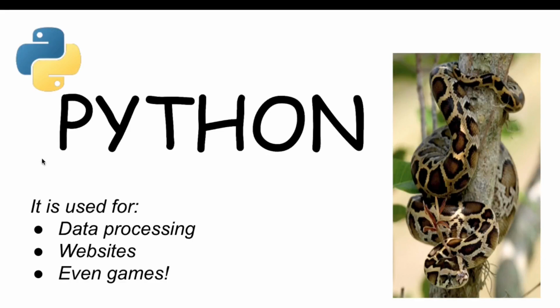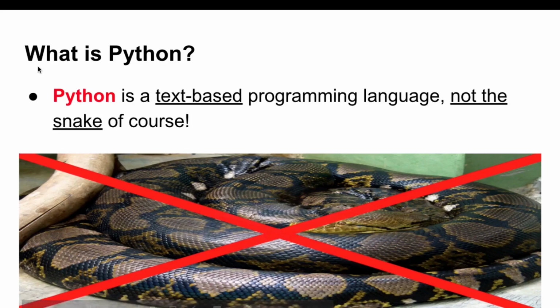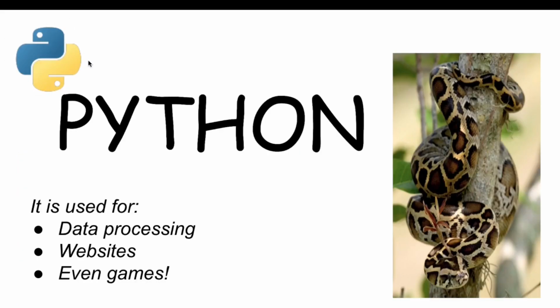Today we're going to learn Python. Python is an efficient, easy to use programming language, and it is used for data processing, websites, and even games. So what is Python? Python is a text-based programming language, not the snake of course. You can see there's a picture of a snake and I just crossed it out. This is Python's logo. This is what it actually looks like.